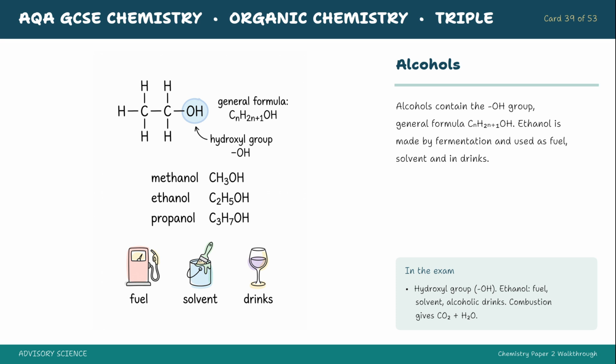Ethanol can be produced industrially by hydration of ethene or by fermentation of sugars using yeast at around 30 degrees Celsius in anaerobic conditions. In the exam for fermentation, learn the conditions. Yeast, a warm temperature, about 30 degrees Celsius, and no oxygen, anaerobic. The products are ethanol and carbon dioxide. Know that the functional group OH is what makes them all alcohols.